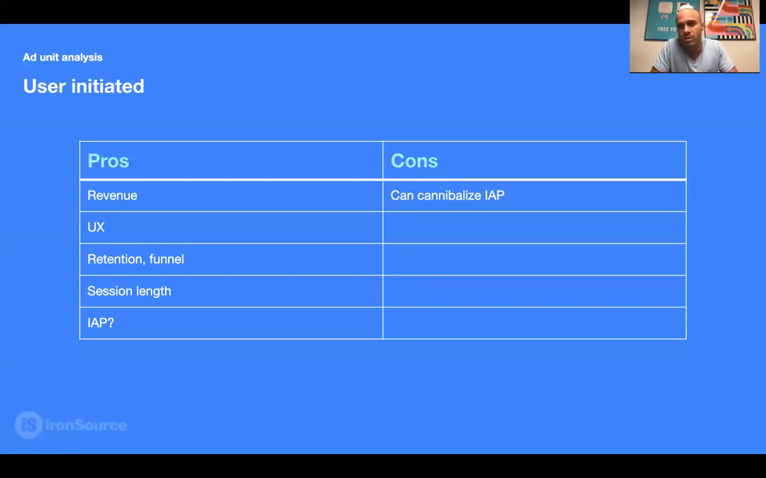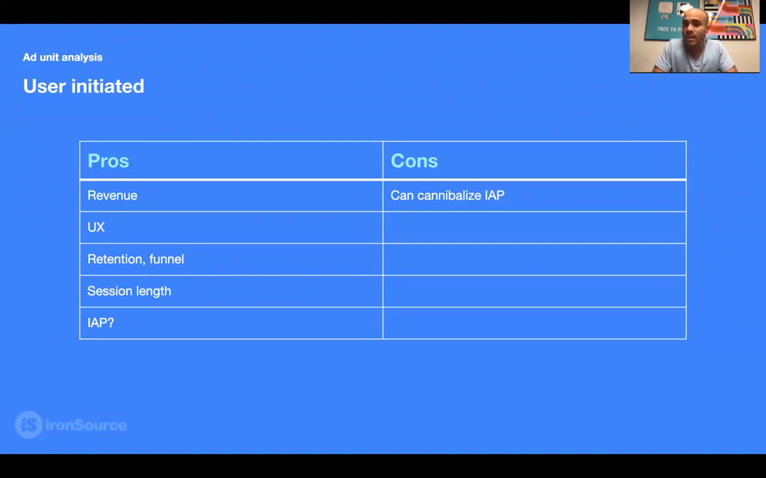Why not use user-initiated ads in every game as much as you can? The only disadvantage of user-initiated ads is that it competes with your in-app. The risk of this bucket or family of ads gets into the picture.